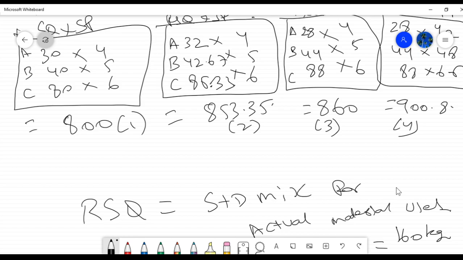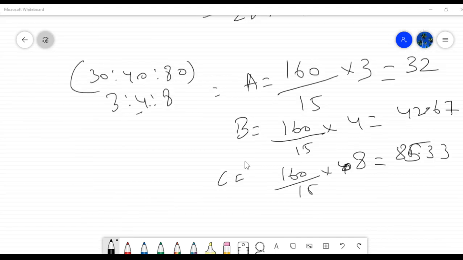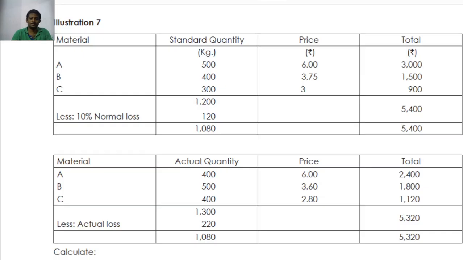So, go to the next problem. Just go through the next question.